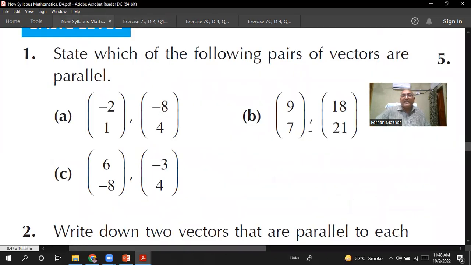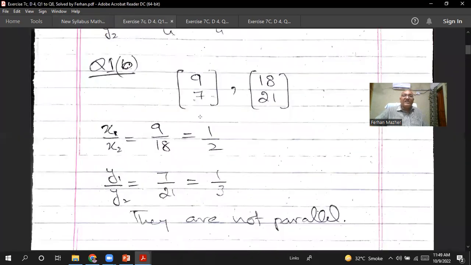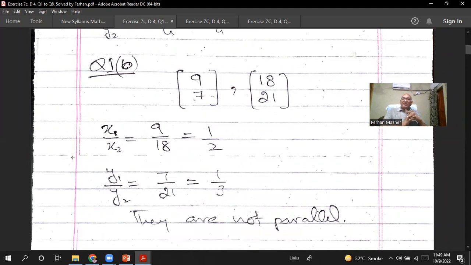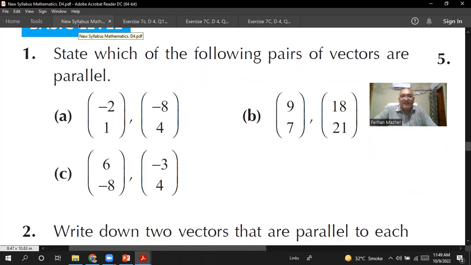B part, 9 and 18 and 7 and 21. So this is one vector. This is the other vector represented by the column matrix. Column vector, we also call it. So if the ratio of the x1 and the x2 and the ratio of the y1 and the y2 is the same, they will be parallel to each other. Okay. So x1 by x2, that will be 9 by 18, and that will be 1 by 2. y1 by y2, that will be 7 by 21, and that will be 1 by 3. So you can see the ratio is not the same, so they are not parallel. So these vectors are not parallel to each other.